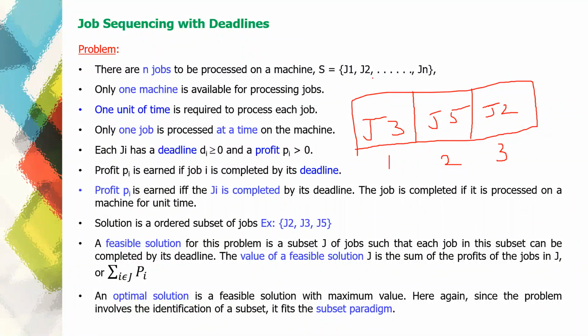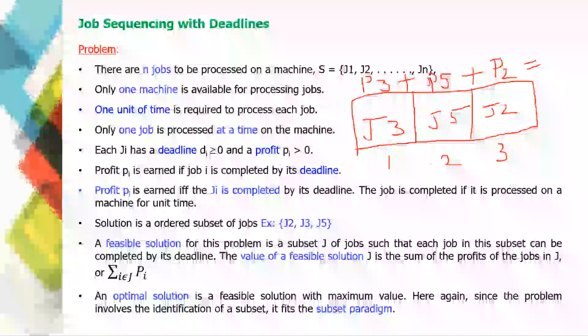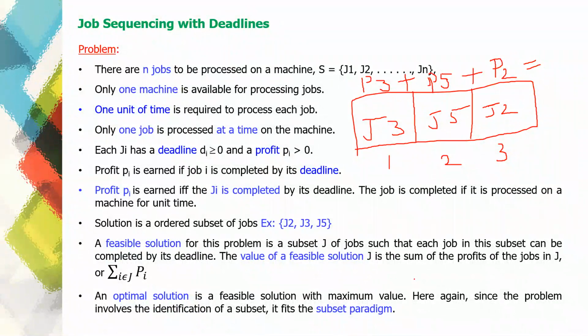Hence, I am going to earn a profit through this. I am going to earn a profit of P3 because J3 is completed within its deadline. So its profit will be earned by me, which is P3. J5 is also completed within its deadline, so its profit will also be earned. Then J2 is also completed, so I have also earned profit too. So with this job sequencing, J3, J5, J2, I have earned the profit of P3 plus P5 plus P2. That's the total profit earned with this job sequencing.